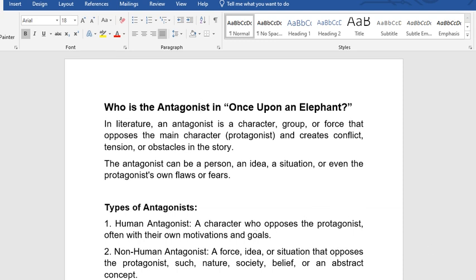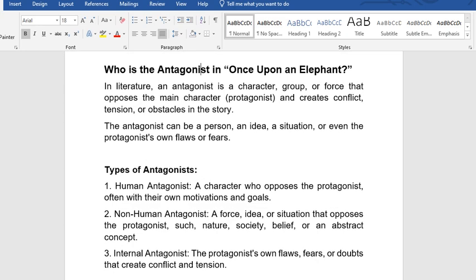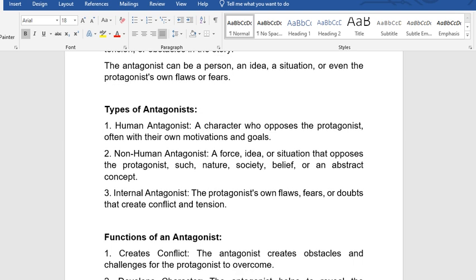Now, let's look at the types of antagonists we have in literature. 1. Human antagonist. A character who opposes the protagonist, often with their own motivations and goals. Human antagonists are common in literature. 2. Non-human antagonist. This is a force, idea, or situation that opposes the protagonist, such as nature, society, belief, or an abstract concept.